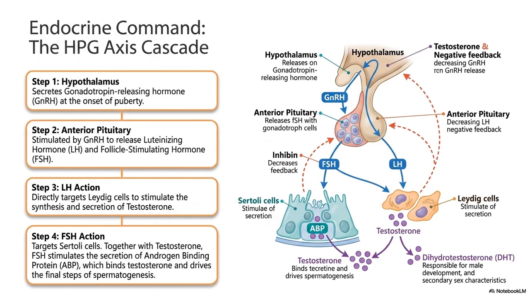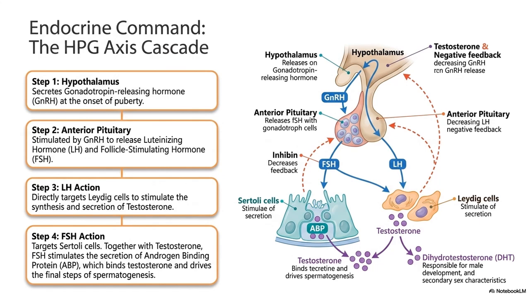FSH along with testosterone act on Sertoli cells to stimulate the secretion of androgen binding protein. This androgen binding protein is responsible for the actions of testosterone, that is ABP binds to testosterone, whereby testosterone can stimulate the final steps of spermatogenesis in seminiferous tubules.